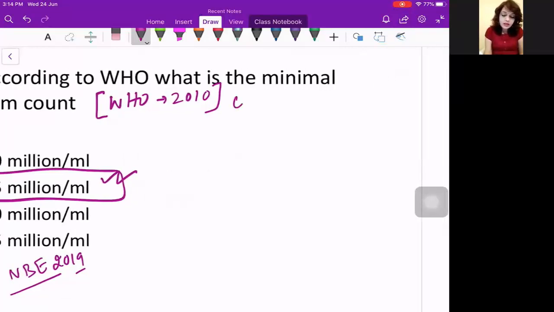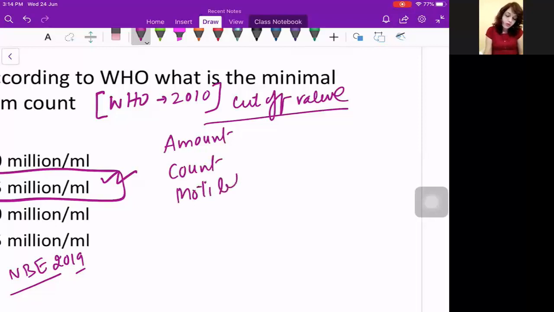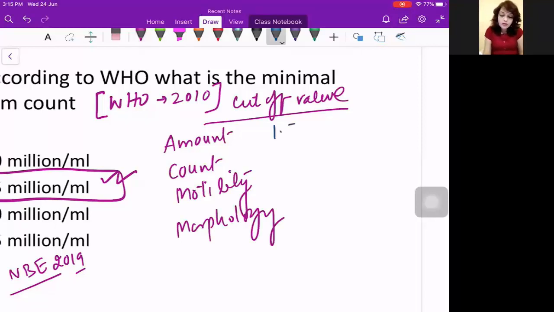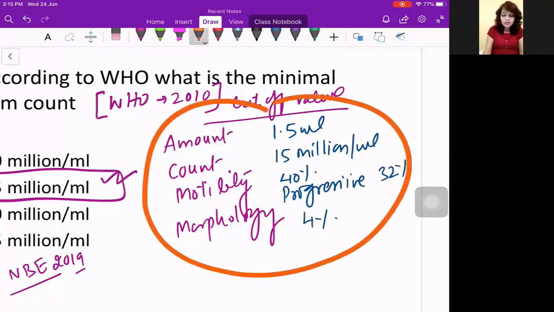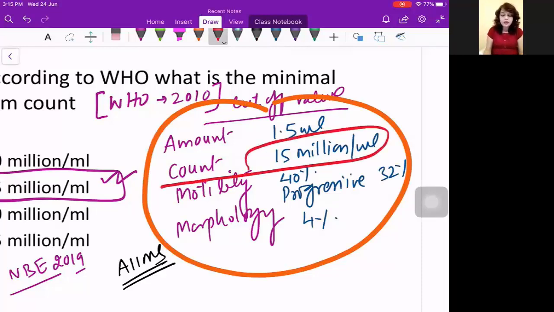Next. So what is the cutoff value according to the WHO? In a simplified way, let me tell: amount, count, motility, morphology. Amount is 1.5 ml, count is 15 million per ml, motility is 40%, progressive motility is 32%, and morphology is 4%. This value they have asked in the AIIMS PG exam also. Okay, so here students, they have asked about the count, so it is 15 million per ml.